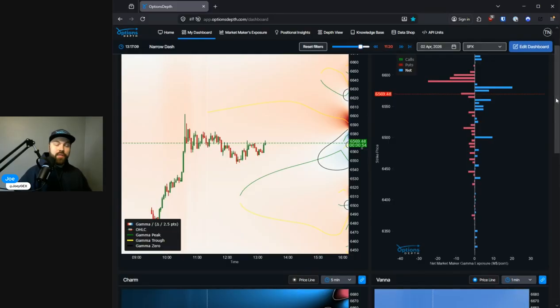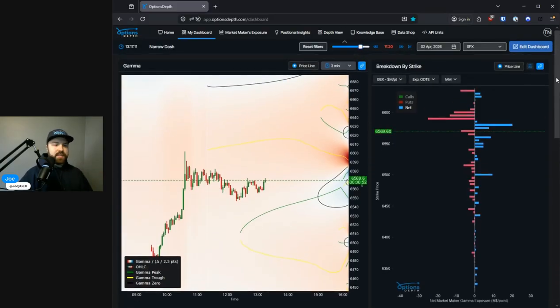Now, there's a secondary thing to pay attention to, as pointed out in the chat here by Kakashi. He's asking about charm and vanna. Does this mean we can ignore it till end of day?